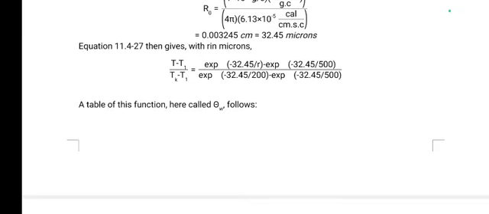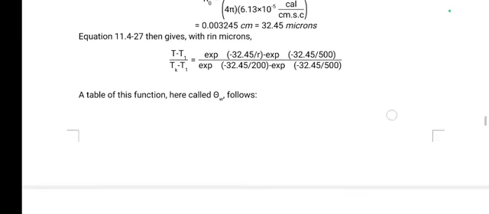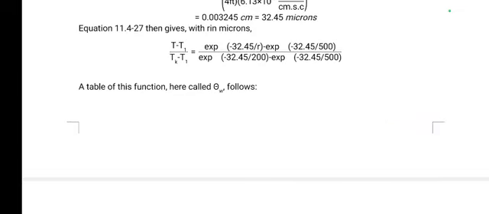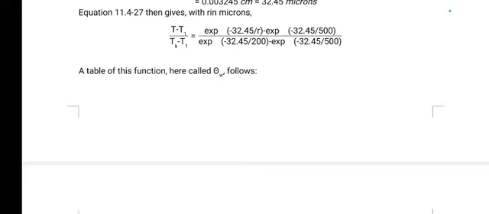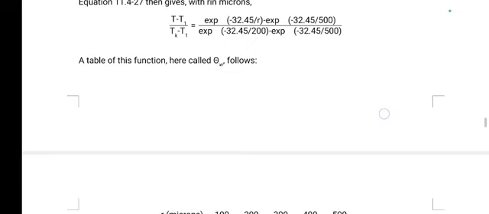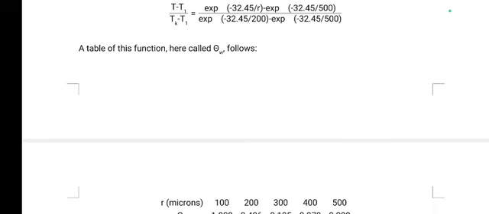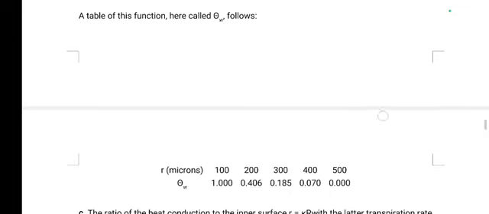Now equation 11.4-27 then gives, with R in microns, (T minus T1) upon (Tk minus T1) equal to exponential of minus 32.45 upon R minus exponential of minus 32.45 upon 500, upon exponential of minus 32.45 upon 200 minus exponential of minus 32.45 upon 500. A table of this function, here called theta w, follows.